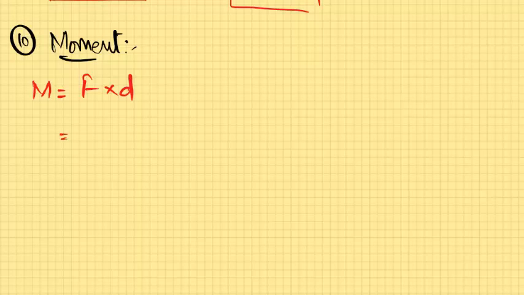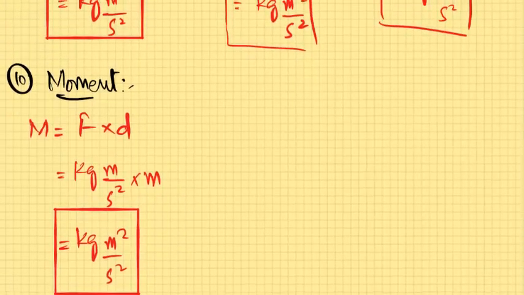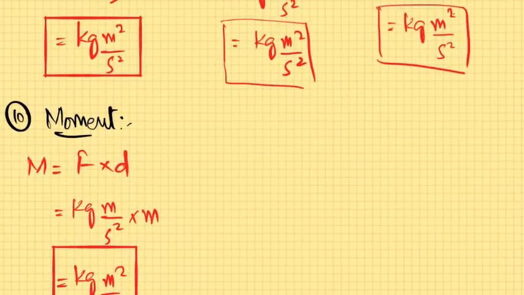So F, force, is again kilogram meters per second square, we just did it in the previous example, and displacement is meters. Now that becomes kilogram meter square per second square. Now this has the same SI base unit as that of energy that we have just done. You can see for all the energies we also had the same kilogram meter square per second square.